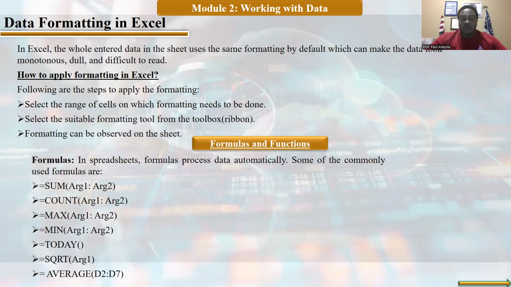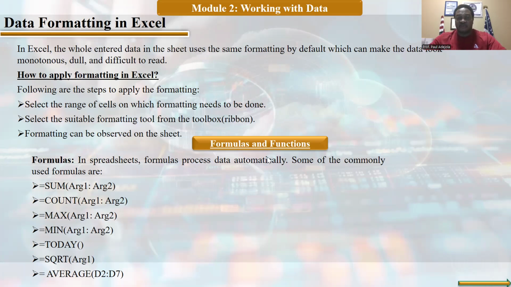Following are the steps to apply the formatting. Select the range of cells on which formatting needs to be done. And how do you do that selection? You can just press Control, then you highlight all the cells. Then select the suitable formatting tool from the toolbox or ribbon. Formatting can be observed on the sheet. You see it.